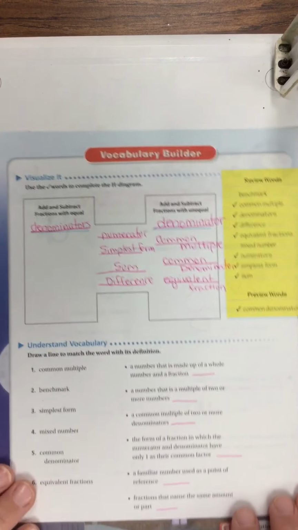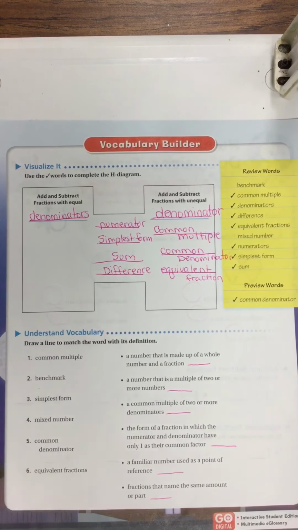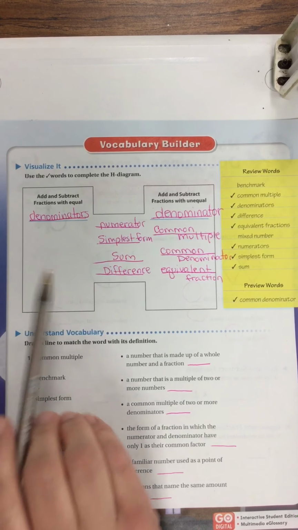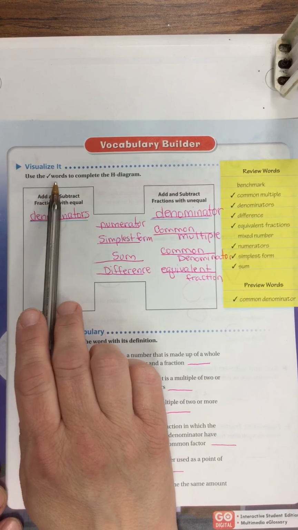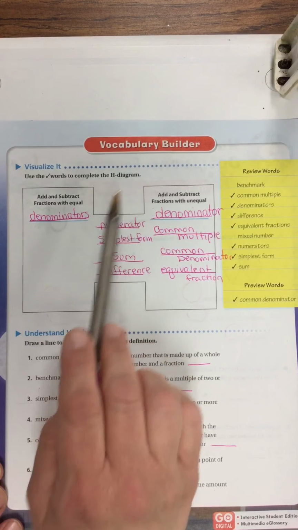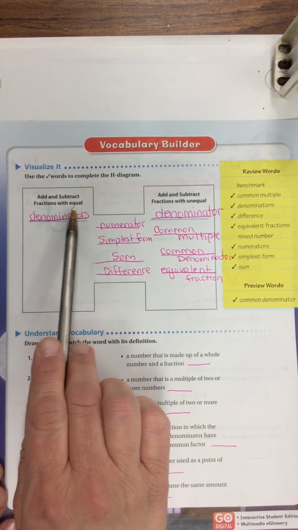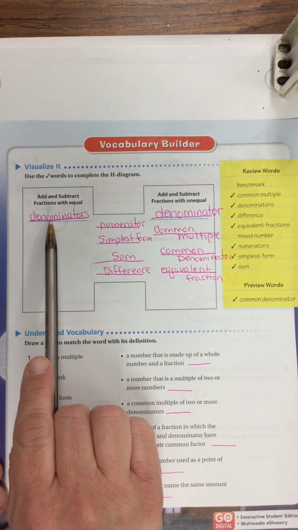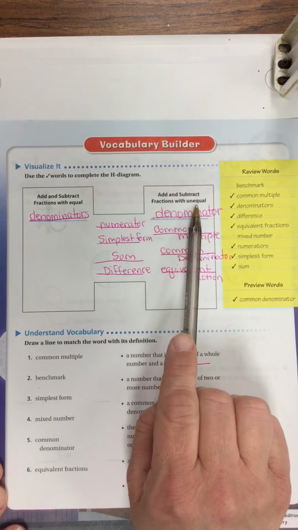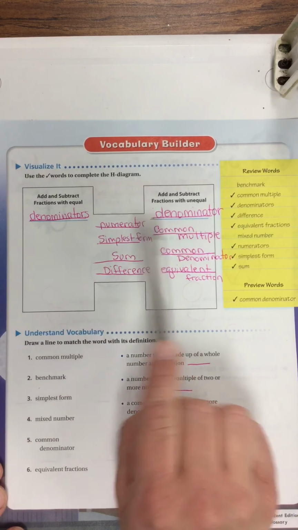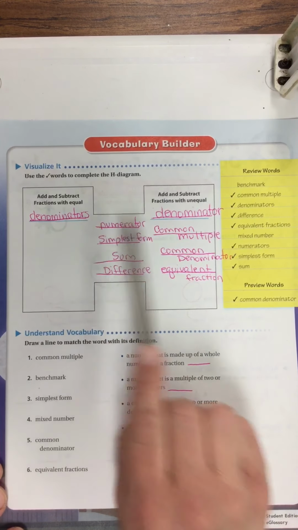All right. Now, over on the back, I've kind of already done that for you just because it's so broad and so vague. It didn't make much sense. Okay, it says use the checked words to complete the H diagram. So add and subtract fractions with equal denominators. Add and subtract fractions with unequal denominators. Well, they both need denominators.